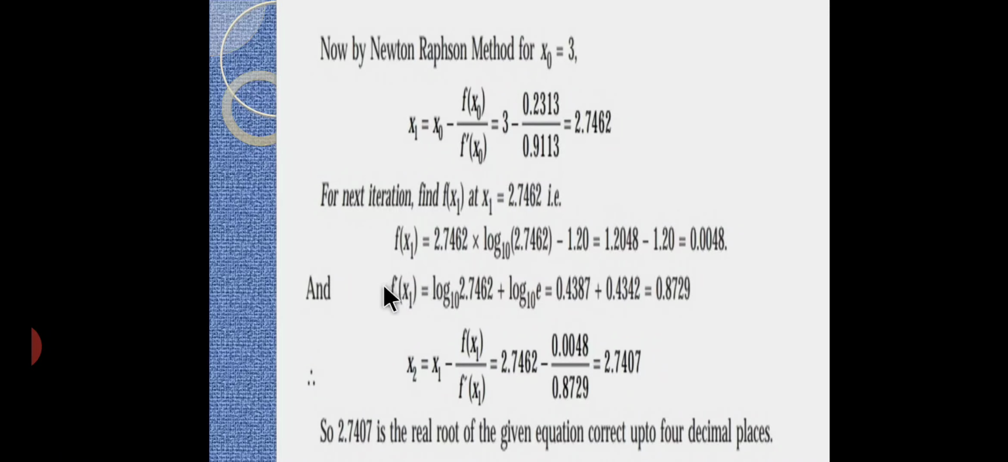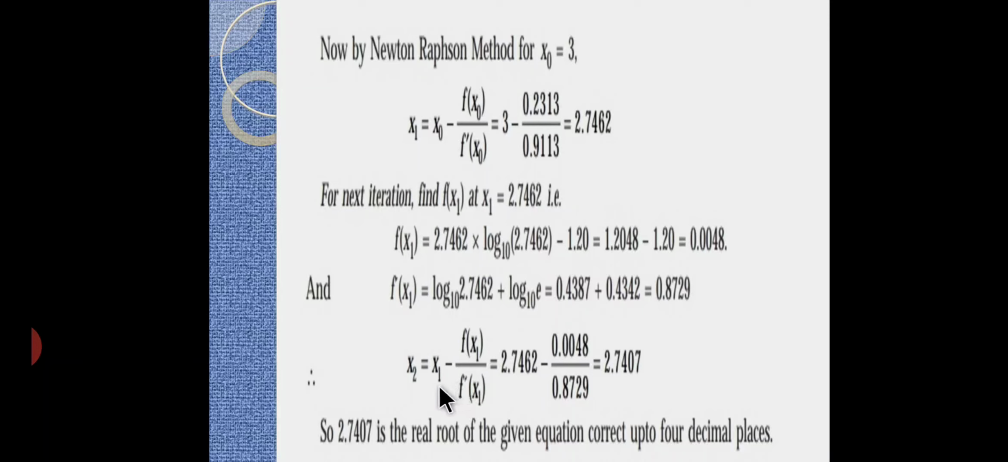And also we find f dash of x1, that is log 2.7462 base 10 plus log e base 10, which is equal to 0.4387 plus 0.4342, that is equal to 0.8729. So the second approximation, when n is equal to 1, is x2 is equal to x1 minus f of x1 by f dash of x1.